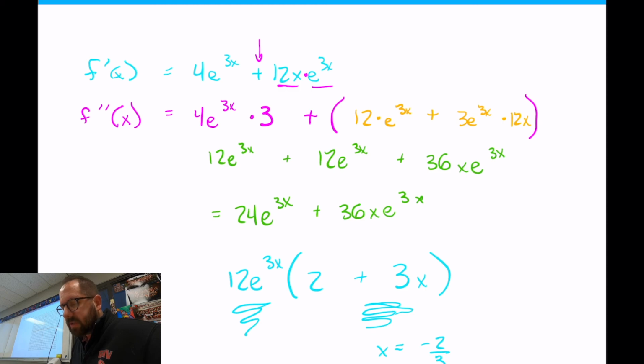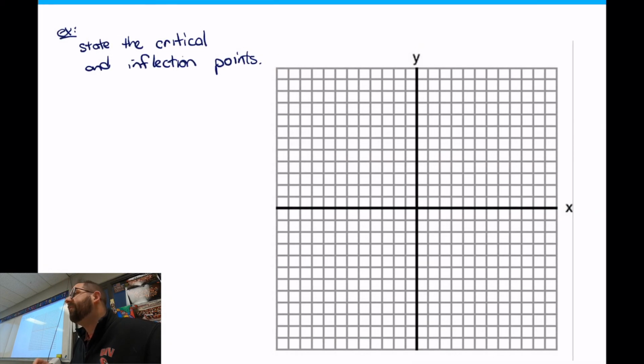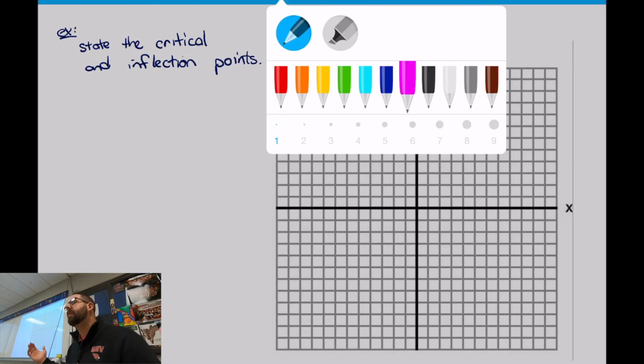All right, so state the critical points and inflection points. If I were to give you a graph, I'll just draw a mock graph here. Again, if you have just normal notebook paper, just draw the generic thing I'm drawing here.